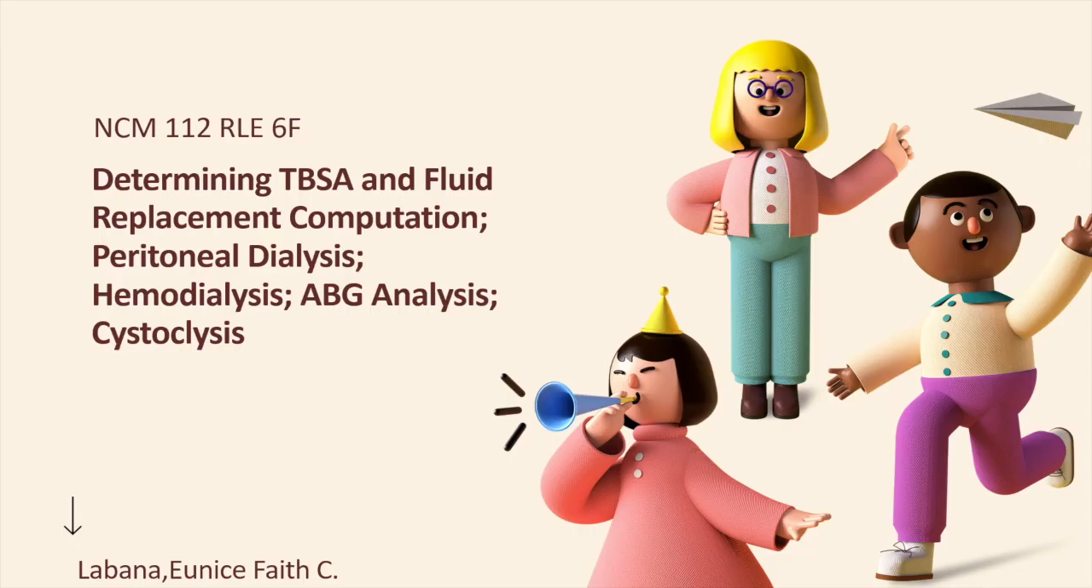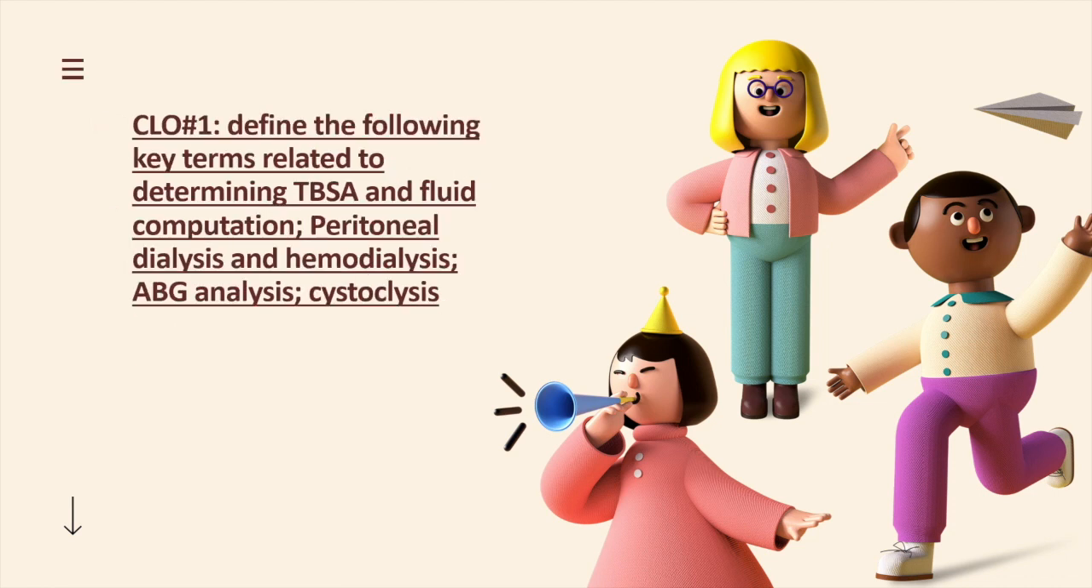Good morning. This is NCM 112 RLE 6F, determining TBSA and fluid replacement computation, peritoneal dialysis, hemodialysis, ABG analysis, and cystoclysis. I am Nabana Eunice Patsy and I will present to you CLO number 1. Define the following key terms related to determining TBSA and fluid computation, peritoneal dialysis and hemodialysis, ABG analysis, and cystoclysis.